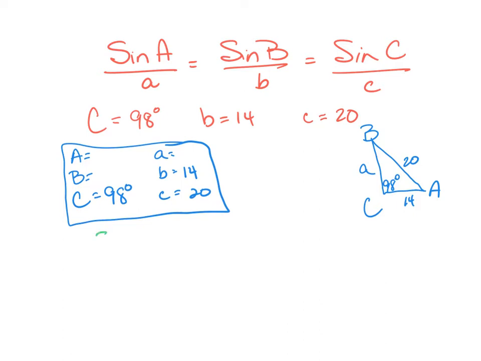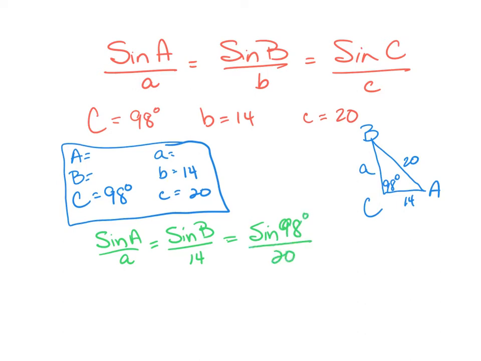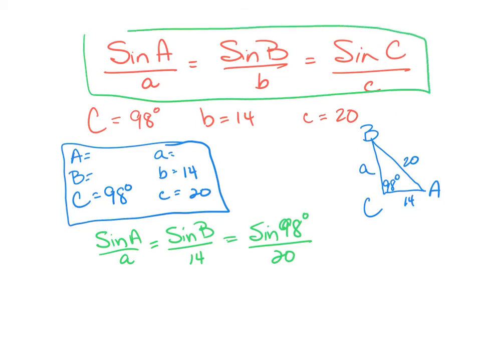So I'm going to say here it's sine of big A over little a, don't have either one of those, equals sine of big B over 14, because little b is 14, equals sine of 98 degrees over 20. Do you see how I put those into this formula? Now I'm going to look for a full fraction. Do you see a fraction of those 3 fractions that has both information? The C one. You got it? So that's what I'm going to use to find the other 3 parts.